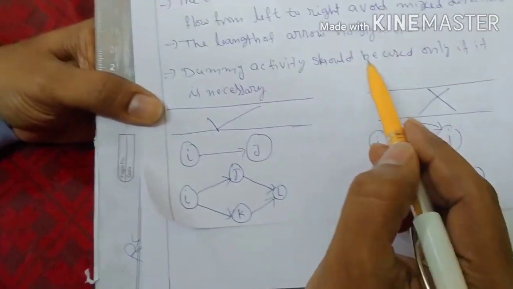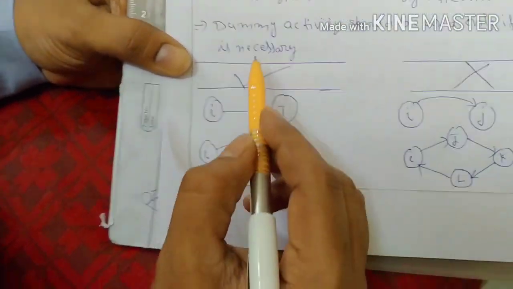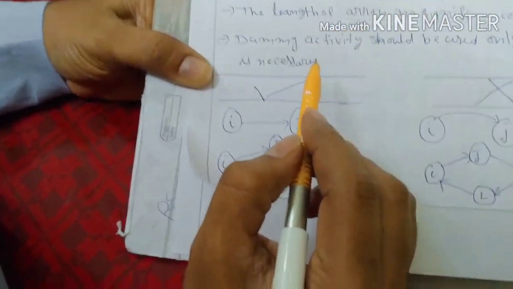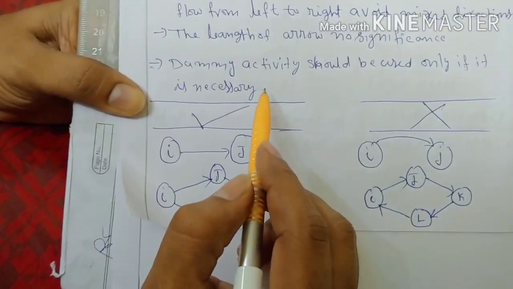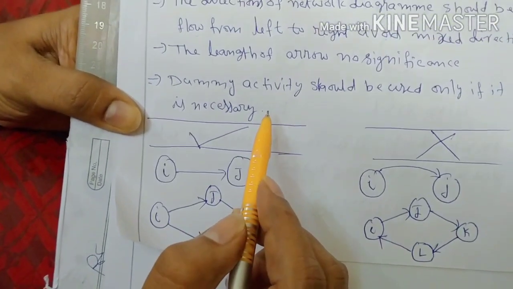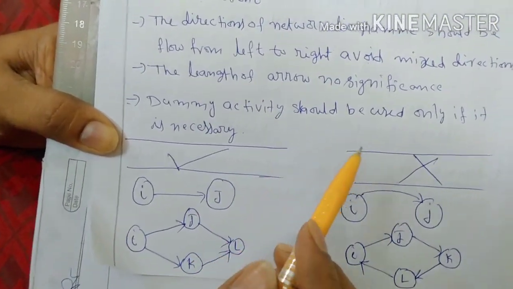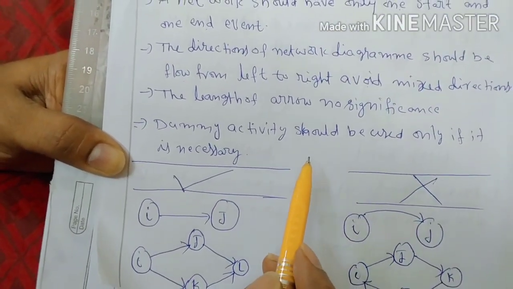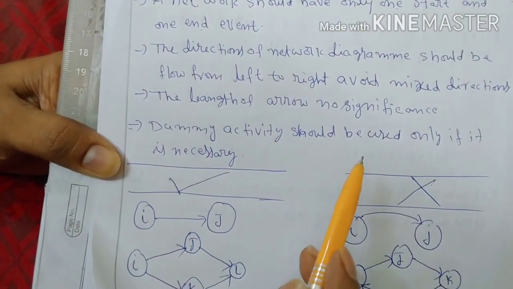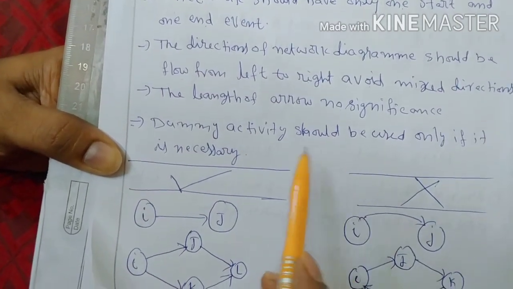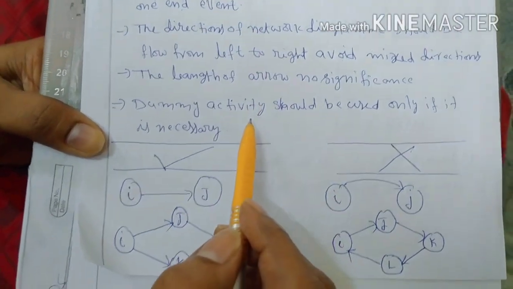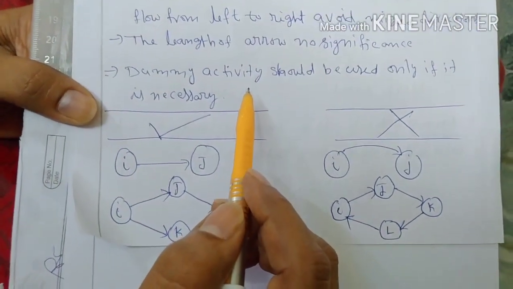Dummy activity should be used only if it is necessary. Whenever necessary, only then should we use the dummy activity. Unnecessarily, we won't use dummy activities. If we use unnecessary dummy activities, the shape of the network diagram may deviate from the original. These are the rules and regulations we need to check.